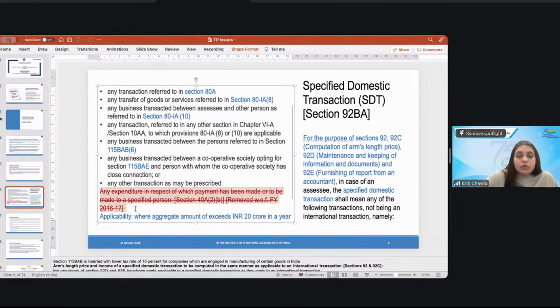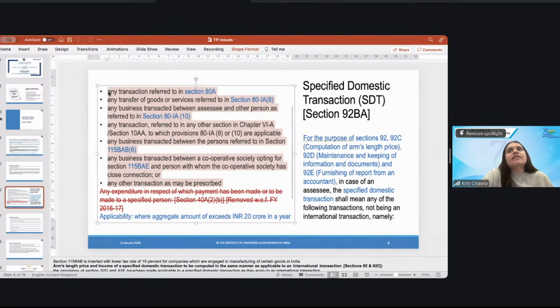Now, when they made this change in 2016, they also made a change to the threshold. Now the threshold is 20 crores in 1 year. So only if there are tax holiday units with these kinds of transactions, and the aggregate amount of all these transactions put together exceeds 20 crore rupees, only then will there be a need to benchmark SDT transactions. So beyond 20 crore, you'll have to undertake all the compliances. Till 20 crore rupees, there is no need to undertake the compliances. SDT will not be applicable.